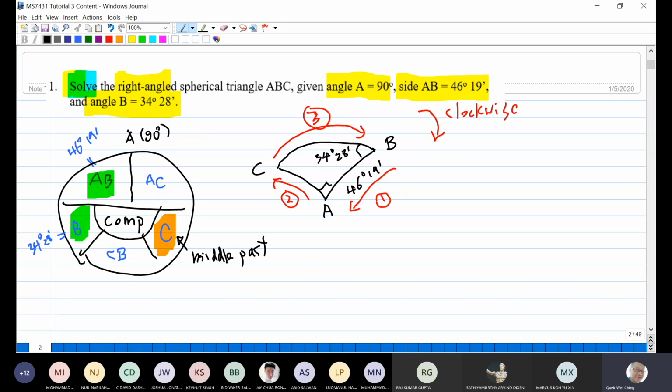Okay, then the green part is the opposite. Just look across at the opposite part. From the diagram you can see that the middle part is C, the angle C. The opposite parts are sides AB and B. Now, Napier's rule: what's the formula?